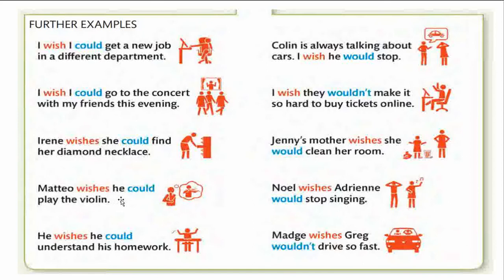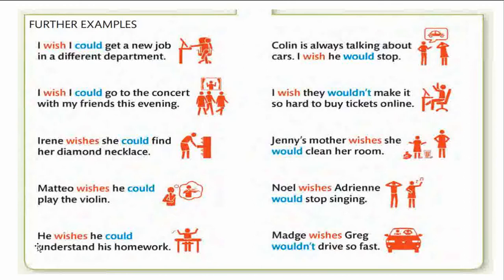Matthew wishes he could play the violin. So this wish is for Matthew himself. Noel wishes Adrien would stop singing. So Noel's wish is for Adrien, not for himself.